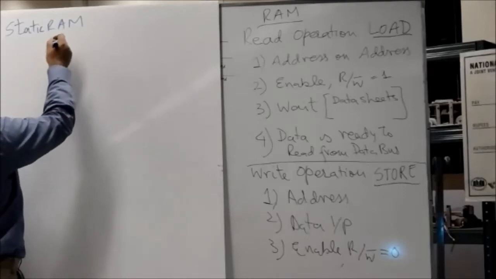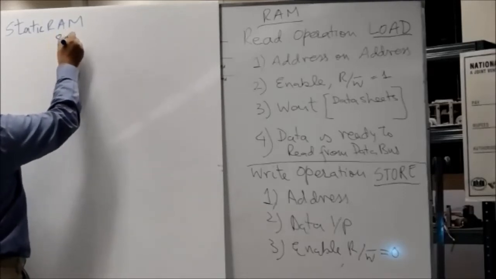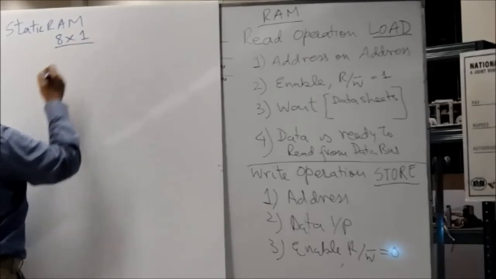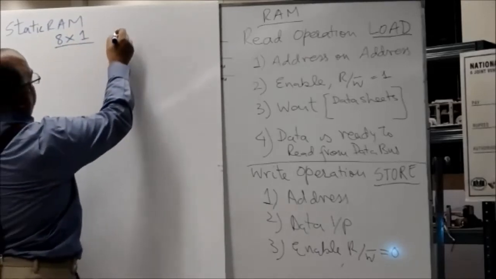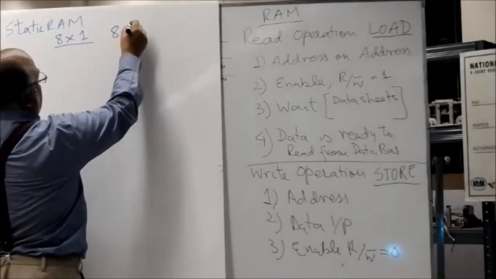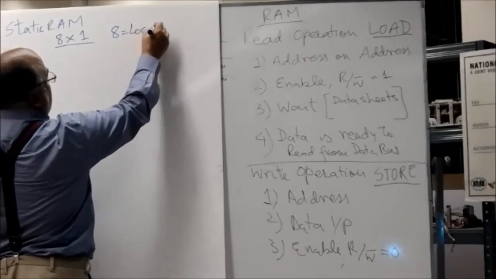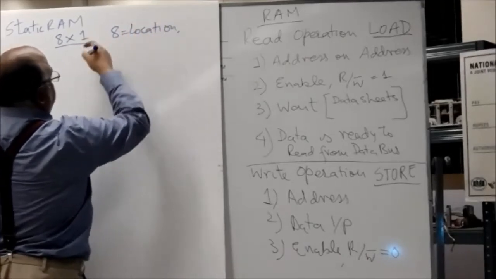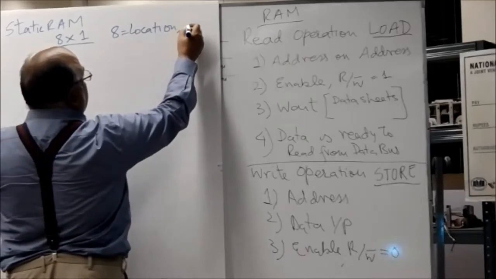So what you have is in a stack. Let's design an 8x1 static RAM. So basically 8x1 static RAM means you have 8 locations and each location has a 1-bit storage.